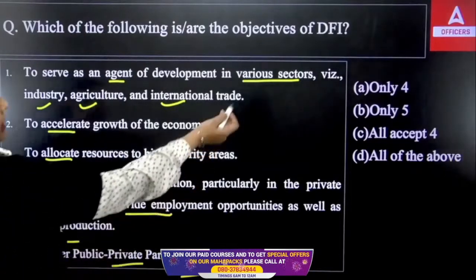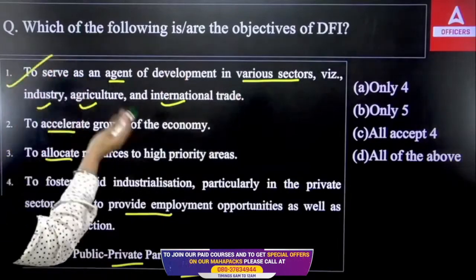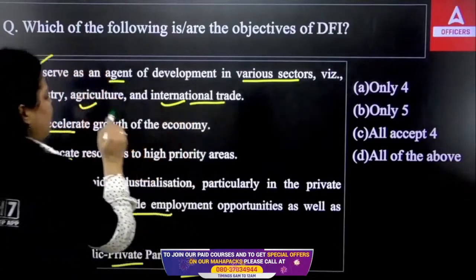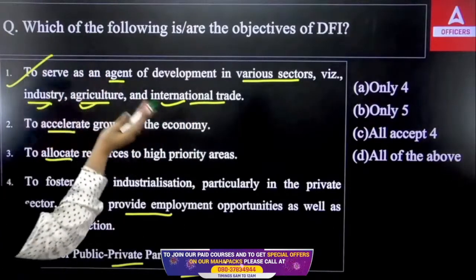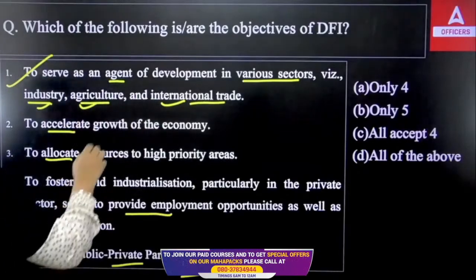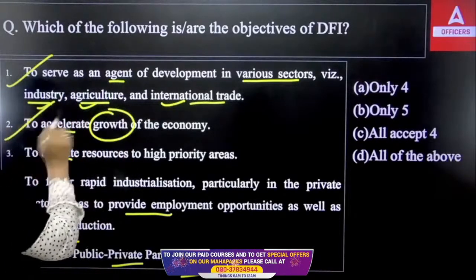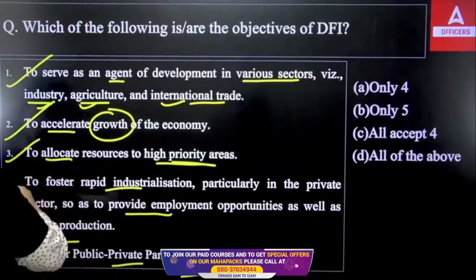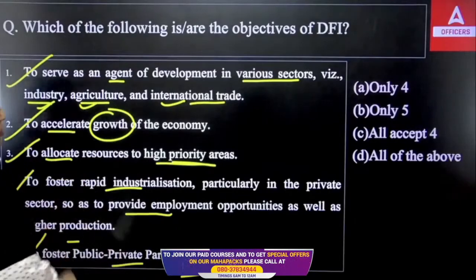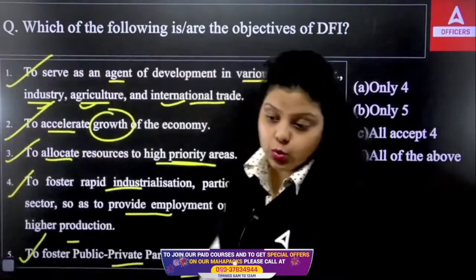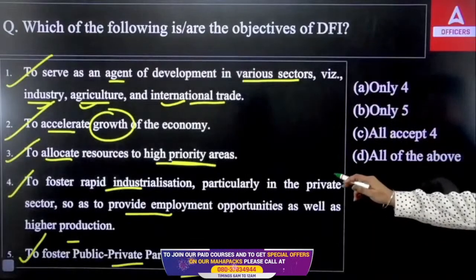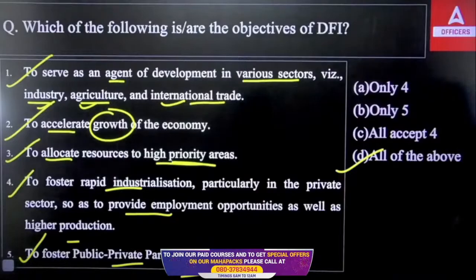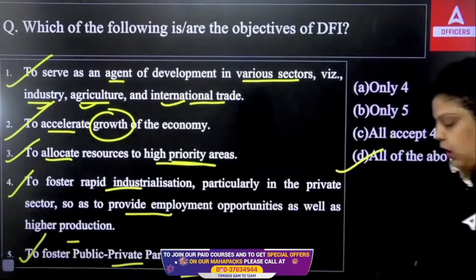To serve as an agent of development in various sectors, this is true. They help to develop industries, agriculture, international trade. For international trade, we have Exim Bank. For agriculture, we have NABARD. For industries, we have SIDBI and IFCI. It accelerates the growth of the country. This is also true. They allocate resources to the priority areas. They foster rapid industrialization. That is also true. They foster public-private partnership. That is also true. So all are true in context of the objectives of a development financial institution. So the right answer will be D option, all of the above.